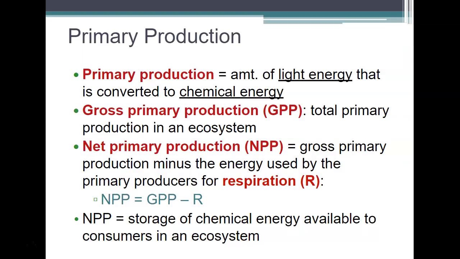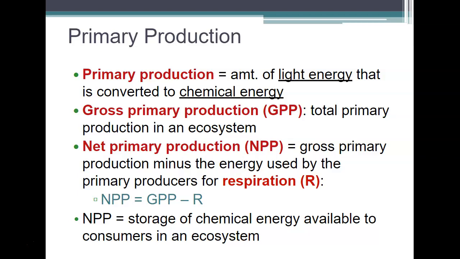So now we need to introduce the idea of an equation, and it has to do with energy production. So primary production is the amount of light energy that's converted to chemical energy. So that's what the producers are doing. They are harvesting light energy and converting it to chemical energy, ATP, inside the plant.